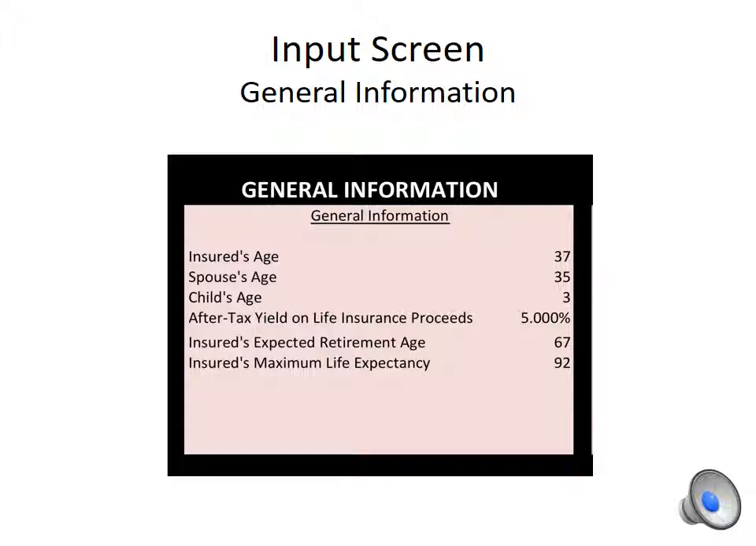For certain needs, such as salary replacement, a fund will be created with term life insurance at the insured's death. What I'm saying here is this fund will yield 5% per year on an after-tax basis. Next, we see the insured's expected retirement age, which is age 67, and finally is the insured's maximum life expectancy, which I put in age 92. Perhaps there's a 1% chance the insured outlives age 92.